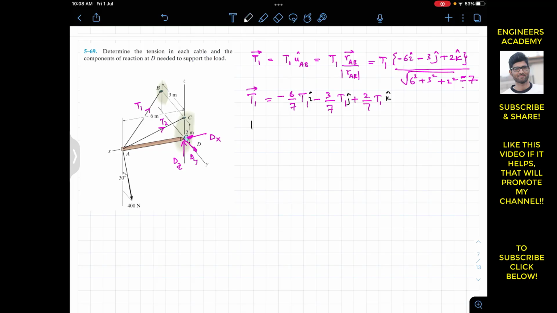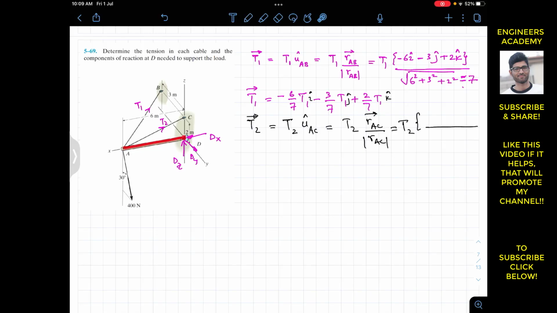Similarly, we need to write T2 as a Cartesian vector. So T2 is acting from A to C. So the Cartesian vector of this T2 will be T2 magnitude times the unit vector from A to C. And the unit vector from A to C is the position vector from A to C divided by its magnitude. And now this is T2, and now the position vector from A to C.